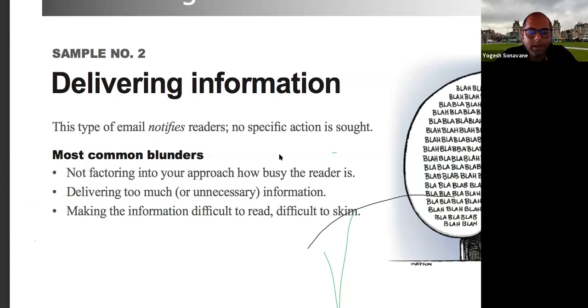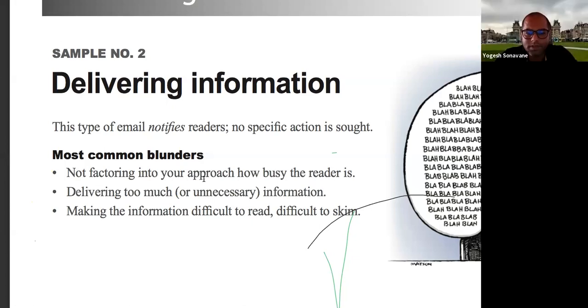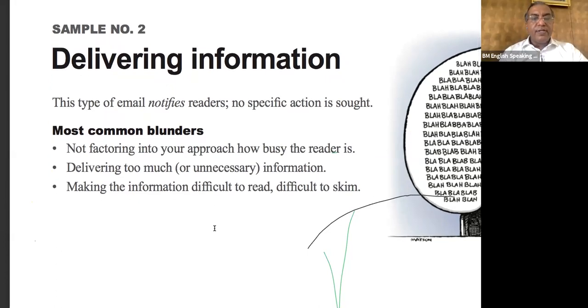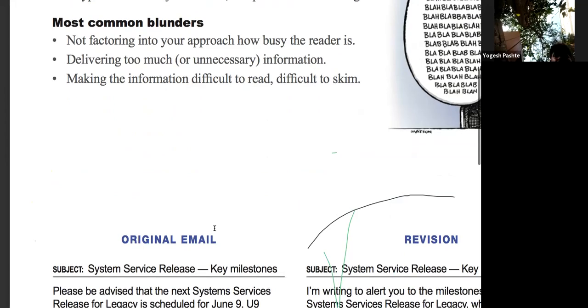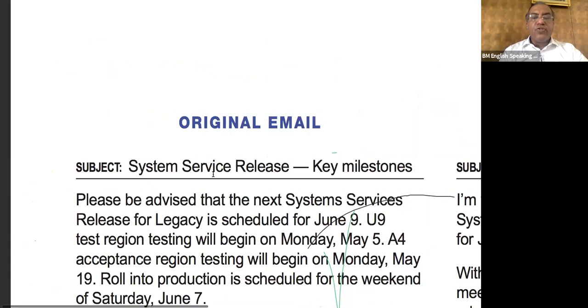Sample number 2, delivering information. This type of email notifies readers; no specific action is sought. Most common blunders: not factoring into your approach how busy the reader is, delivering too much or unnecessary information, making the information difficult to read and difficult to skim. Skim means to read it fast. Skimming is a reading technique where you read a little fast. So when you're delivering information, make sure that you write in short. Okay, so let's look at an original email.